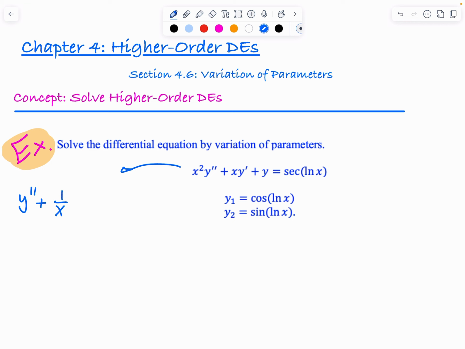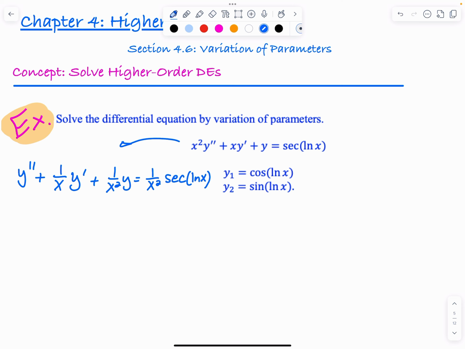Standard form means that the leading derivative has a coefficient of 1. So if I divide everything by x squared, I'm going to get this equation, which is very important because that means I'm having to divide that secant over x squared. If I wouldn't have done that, my f of x would have been wrong.